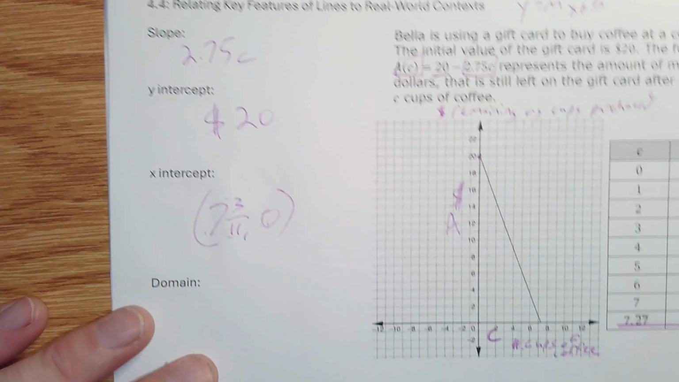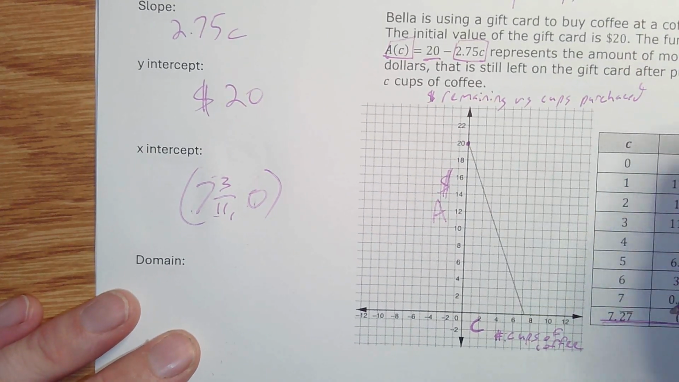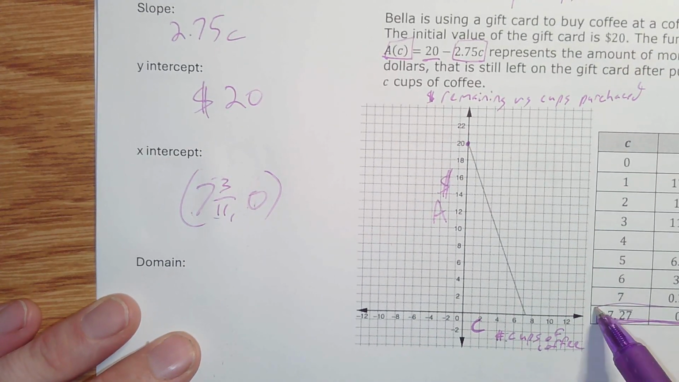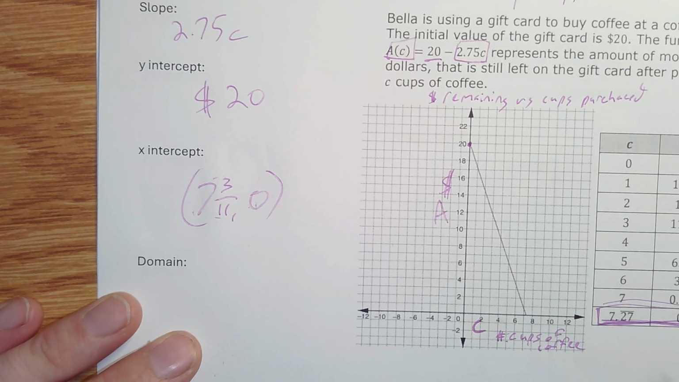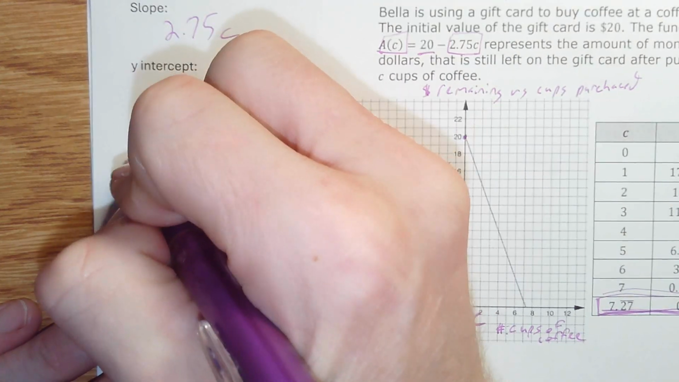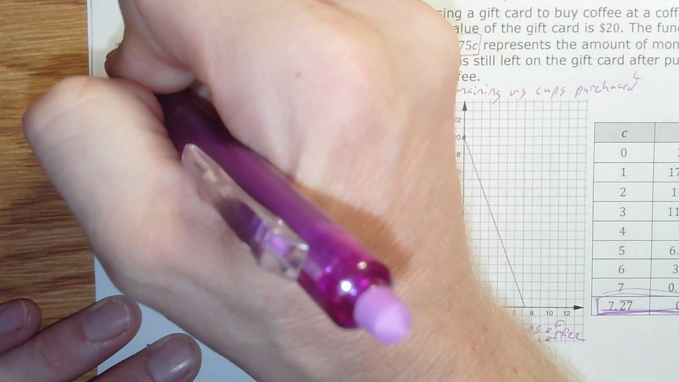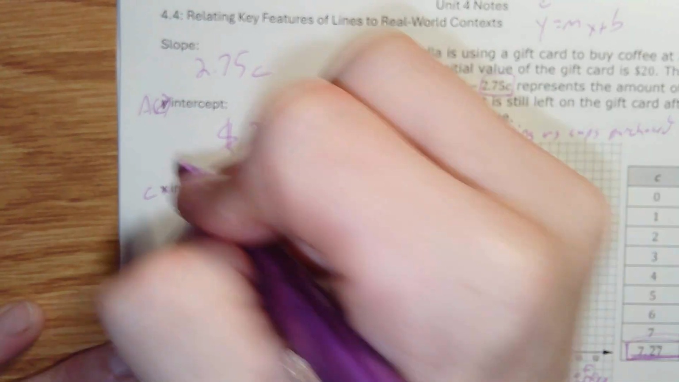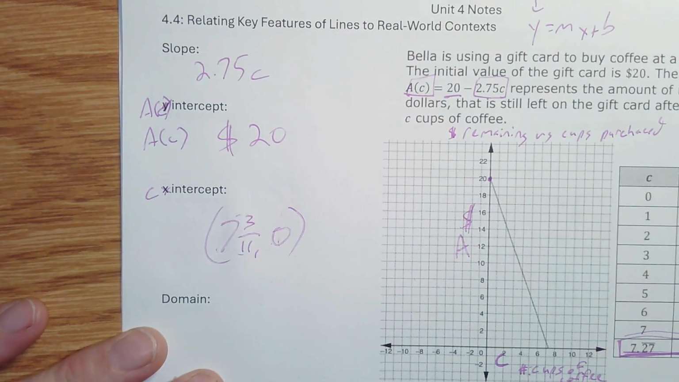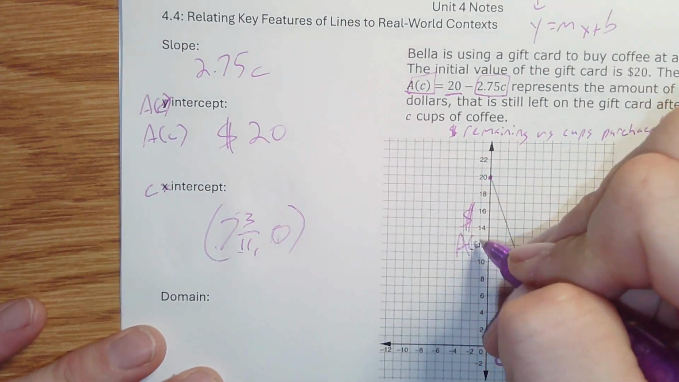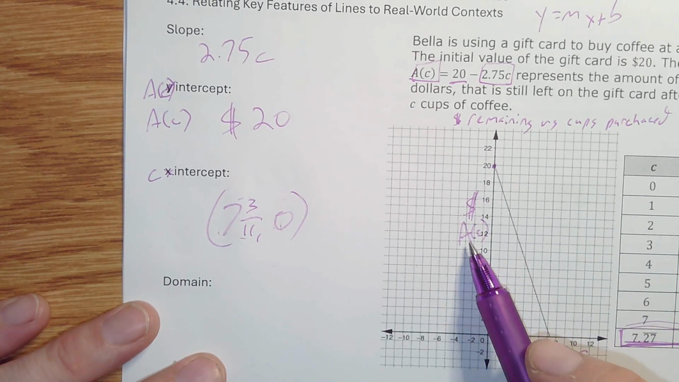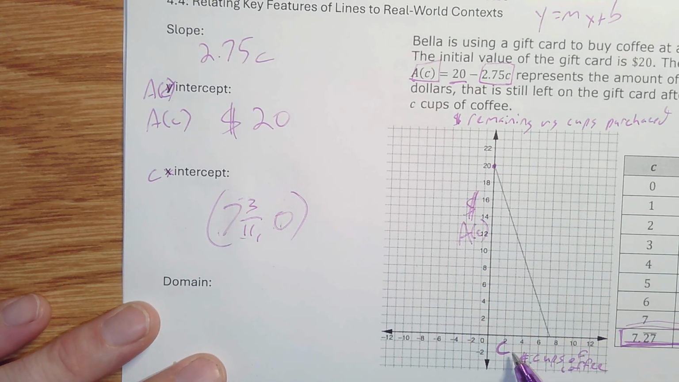All right, so that's what we're looking at right here. It tells us what the x-intercept is, or in this case the c-intercept, and the y-intercept is the A of c intercept, because A, the money remaining, is a function of the number of cups we buy.